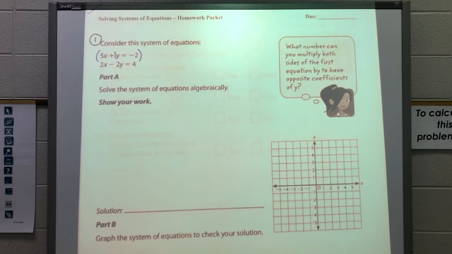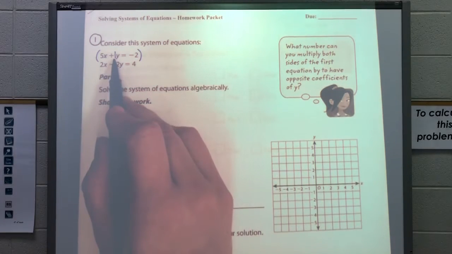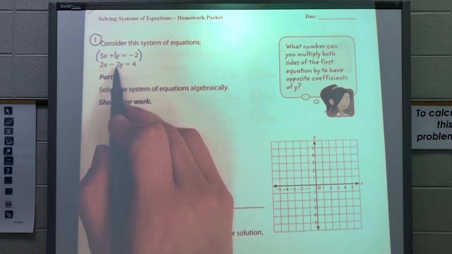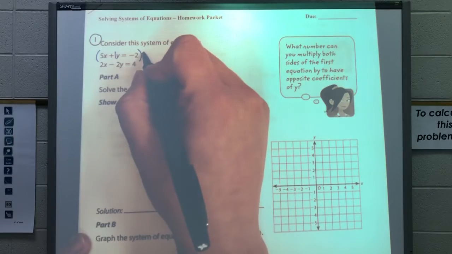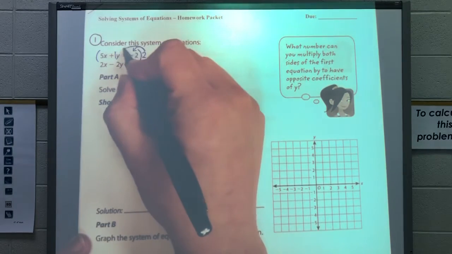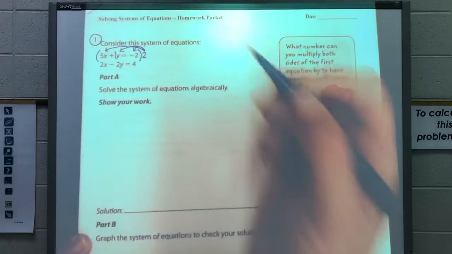Off to the side, it says, what number can you multiply both sides of the first equation by to have opposite coefficients of y? So we're looking to multiply something to the first equation to cancel something out. We can't cancel out your x values. We're looking to cancel out our y values. So I'm looking to make this value here, instead of a positive 1, a positive 2, so that when I set that up, it'll cancel out. In order to do that, you multiply everything inside the parentheses by positive 2.